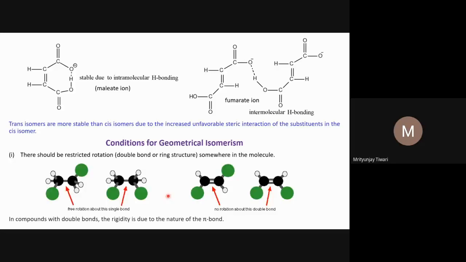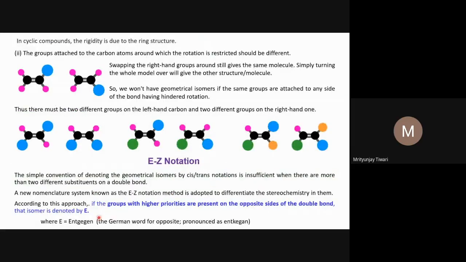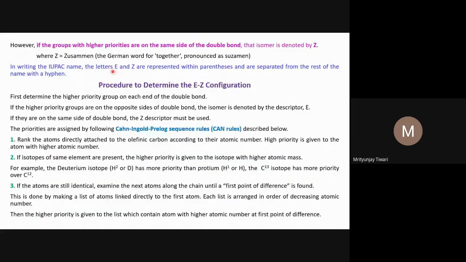This is what we have seen. According to the EZ approach, if the groups with higher priorities are present on the same side of the double bond, that isomer is denoted by Z. Z stands for Zusammen, a German word, pronounced as Zusammen, though it is written with a J. Zusammen means together, meaning groups with the same priority are together or on the same side. So this is a Z notation.